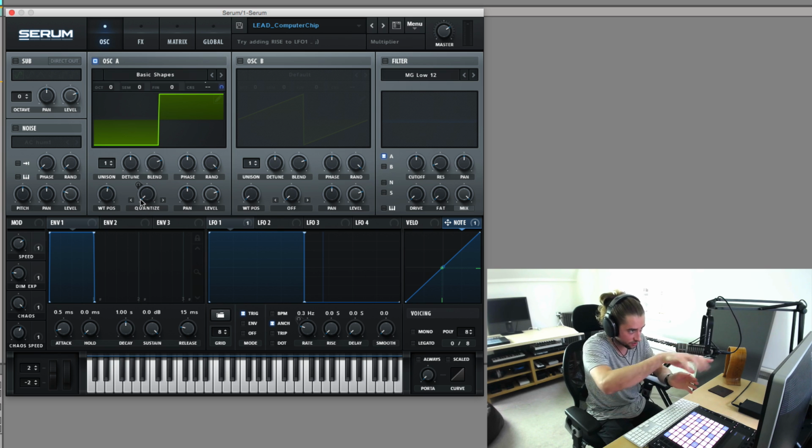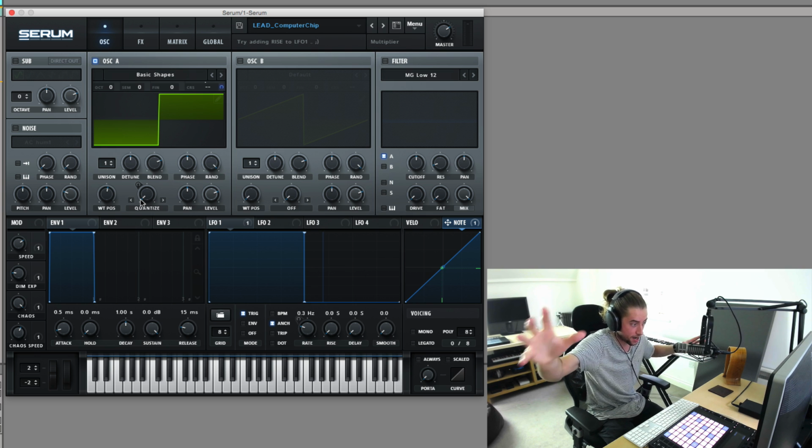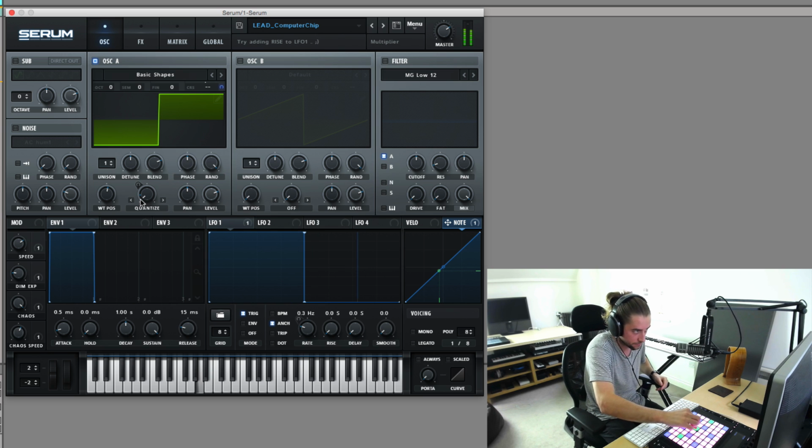So just sort of quantizes the square, which I don't really know what that means. But it makes it sound different and sort of like it's going a bit mad. What's it doing, computer? Behave! It's cool, right?